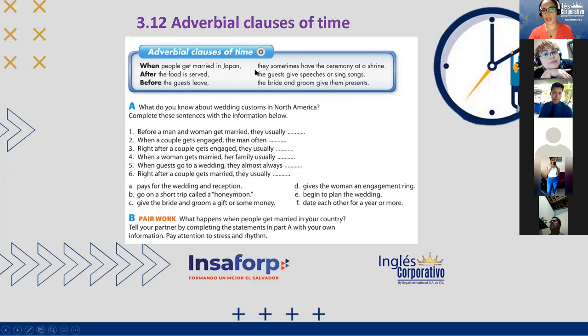Pero también puedo decir, they sometimes have the ceremony at a shrine when people get married in Japan. Si lo hago de esta manera, entonces no utilizo la coma. Igual, leamos esta al revés, por decirlo así. The guests give speeches or sing songs after the food is served. The bride and groom give them presents before the guests leave.